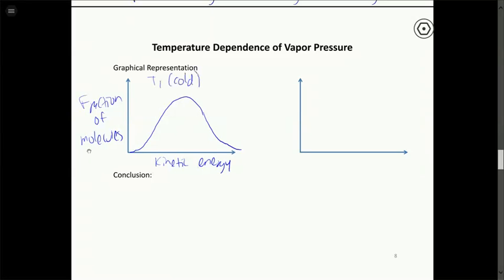Let's say this is our cold temperature. Some of the molecules are going to have enough kinetic energy to escape the surface. Only the molecules that have high enough kinetic energy are able to break free of the intermolecular forces and leave the surface and go into the vapor phase. Let's say that this is the minimum kinetic energy that's necessary to break free from the surface. So some small portion of the molecules is going to have enough kinetic energy to escape.